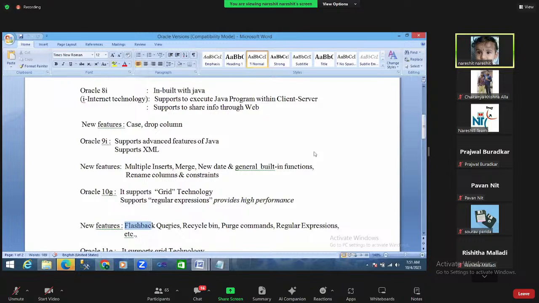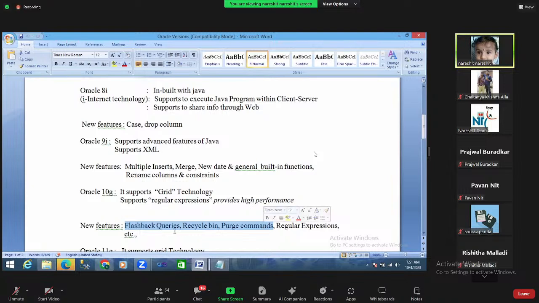What is the meaning of these flashback queries, recycle bin, purge commands? Suppose up to Oracle 9i version, once you drop your table, we cannot undo, we cannot get it back. But from 10G onwards, that feature is available. We can restore the dropped tables by using these flashback queries.